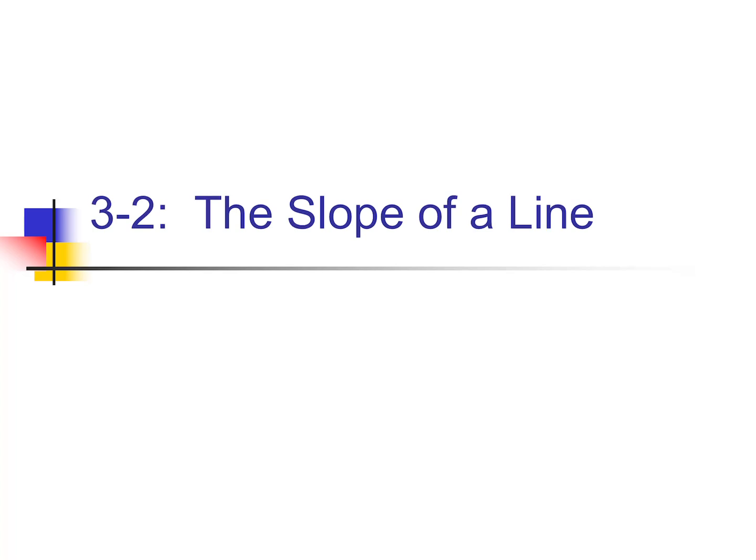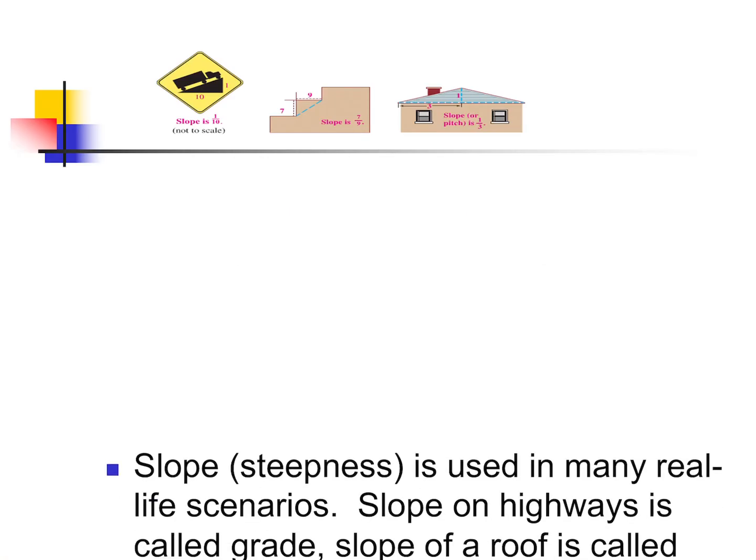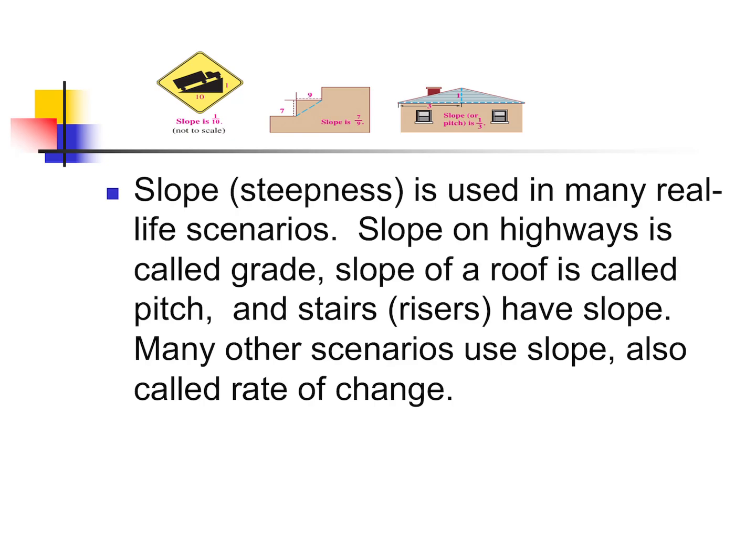Okay, today we're going to begin looking at slope of a line. We're going to do part of this, but not all of it today. So first, slope is used a lot in the real world. You see it in highways, you see it on roofs, stairs. There's all sorts of scenarios in real life that we use slope. It's also called rate of change is another way that you might think about it.